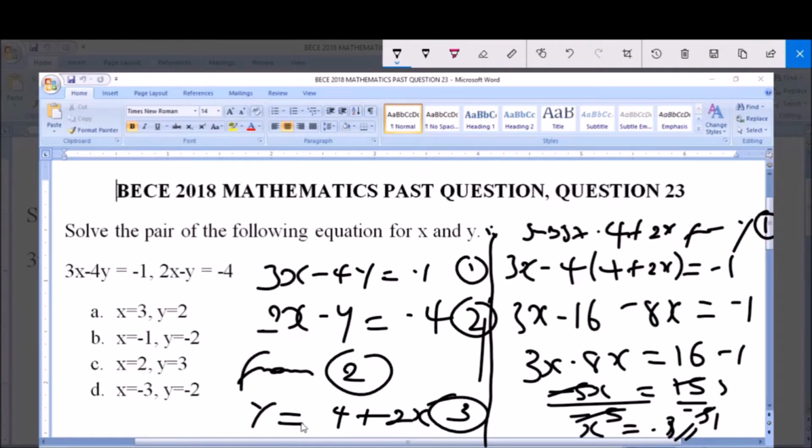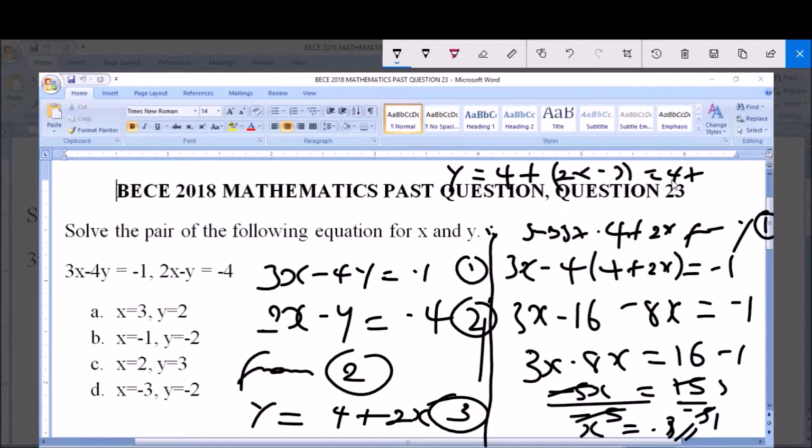y is equal to 4 plus 2x. That is 4 plus 2 times x, and x is minus 3. So therefore, we can say y is equal to what? That's from equation 3 now. We can say y is equal to 4 plus 2 times minus 3, which is the x.